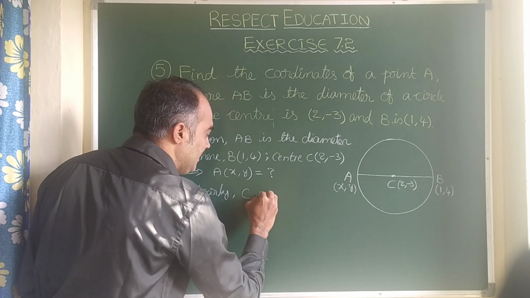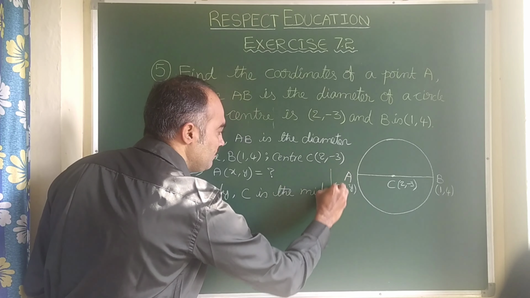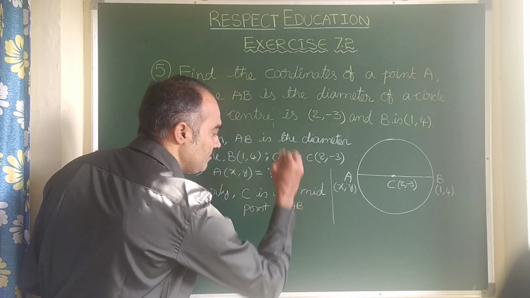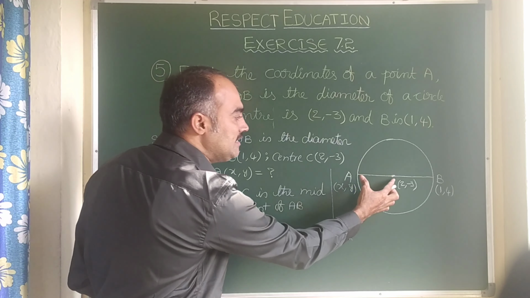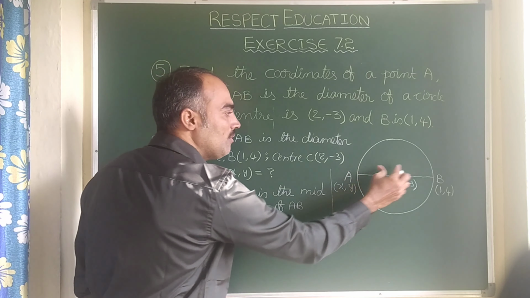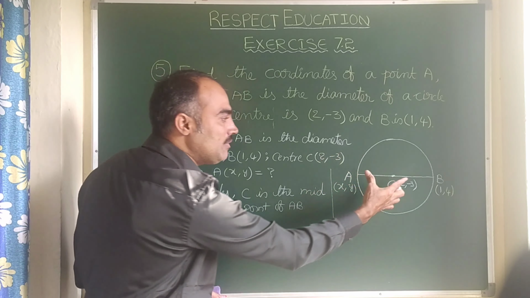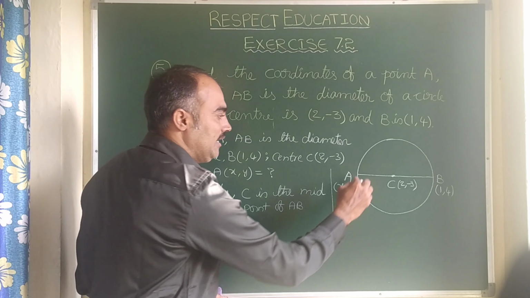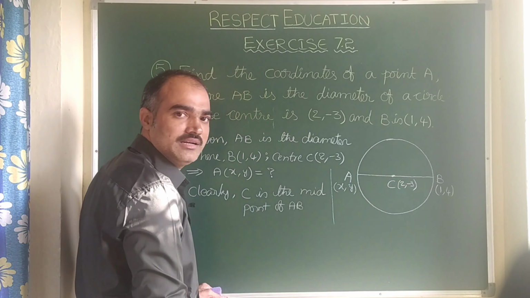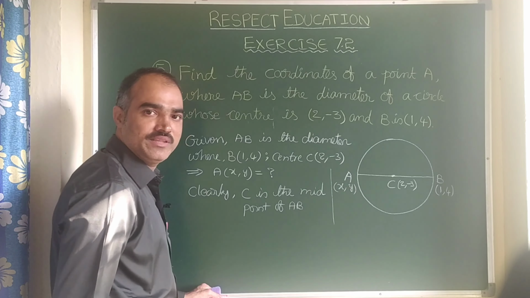So here clearly C is the midpoint of AB, right? Because here you see AC is the radius, CB is the radius. In a circle, the radii, the plural form of radius, are equal. Plural means twice the radius, nothing but the diameter. So AB is 2R, whereas AC is R and CB is R. That means clearly we can say C is the midpoint of A and B, right?